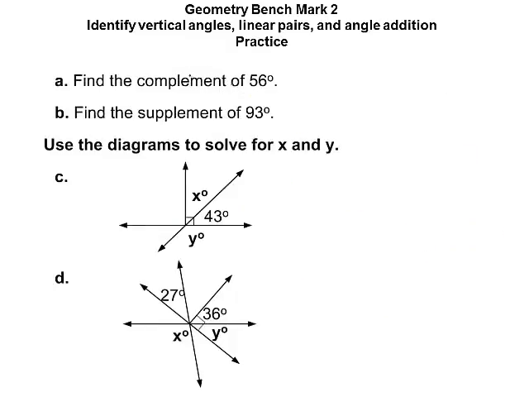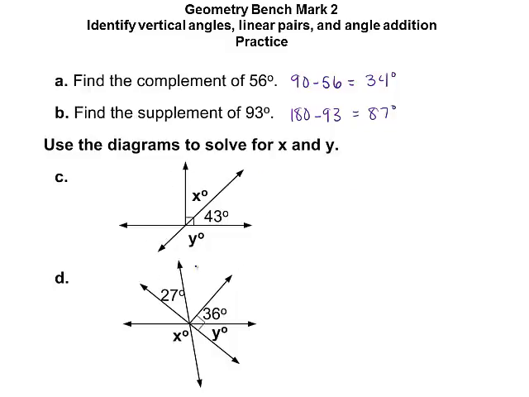Okay. Complement of 56. Complement adds up to 90. So we're going to do 90 minus 56. So 90 minus 50 is 40, minus 6 is 34. And then the supplement of 93 adds up to 180, so 180 minus 93. So 180 minus 90 is 90, minus 3 is 87.